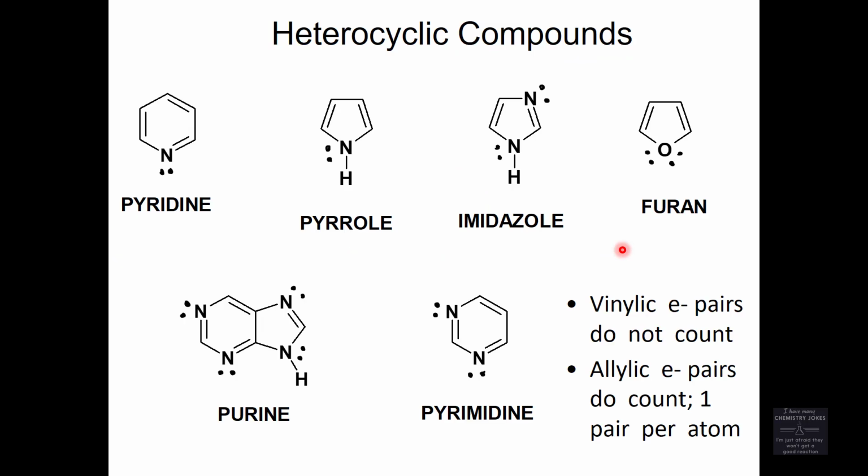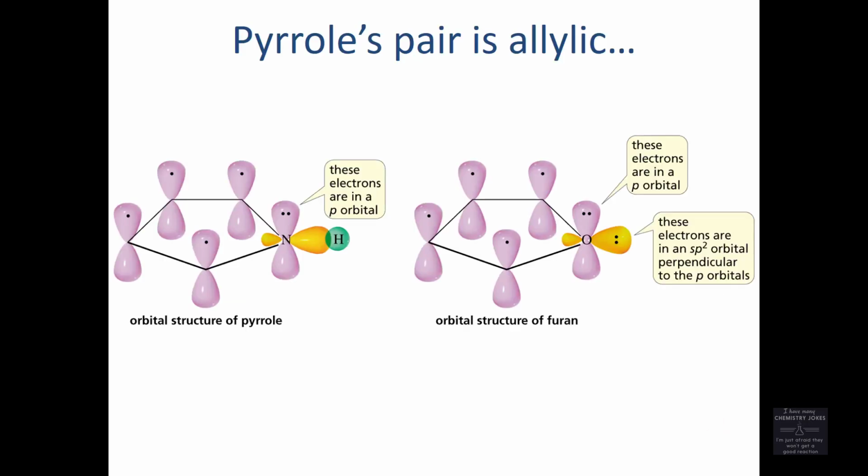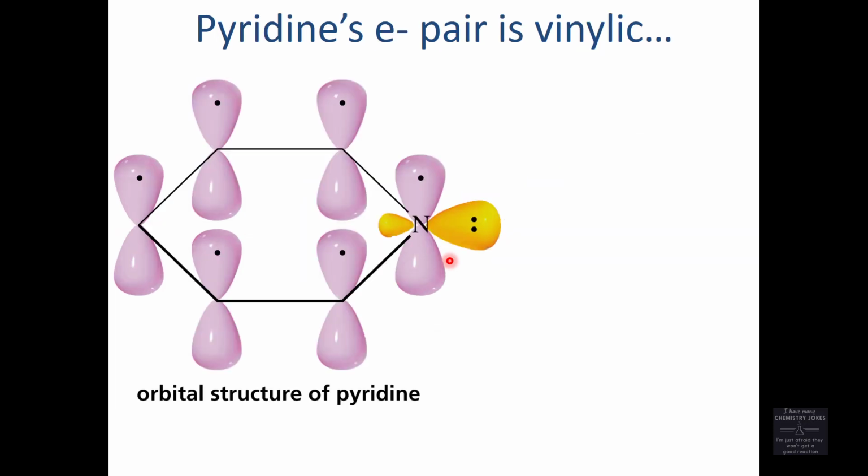So when we said back here that allylic lone pairs count but only one atom, it's really because that second lone pair cannot be in a place where it's able to share as part of the cloud. One more example. Pyridine has a vinyl lone pair. Vinyl means directly connected to an atom involved in a pi bond. We'll show you that in a moment.